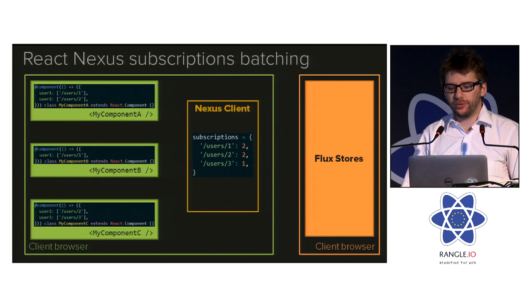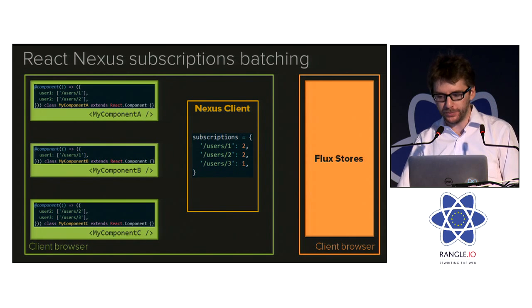But the implementation of React Nexus is slightly less dumb. The components don't communicate directly with the server. They delegate this to an intermediate object, the Nexus client. This Nexus client holds a deduplicated list of subscriptions required by the mounted components. Whenever a component is mounted or receives new props, the list of subscriptions is re-rendered, diffed with its previous version, and then the appropriate subscription and unsubscription messages are sent to the remote server.